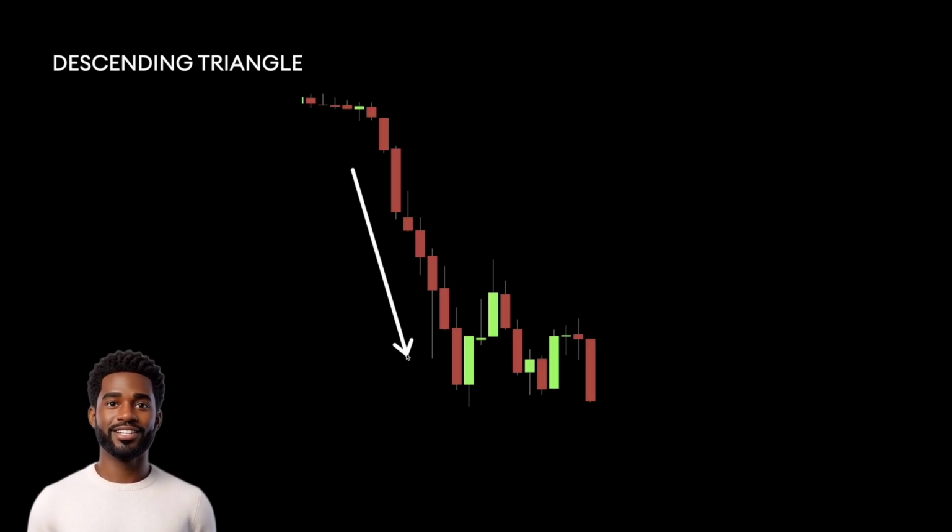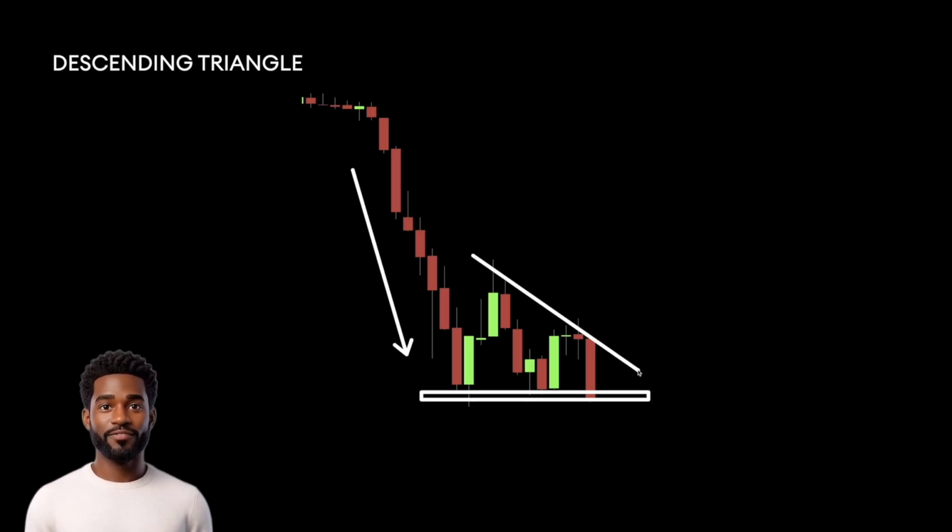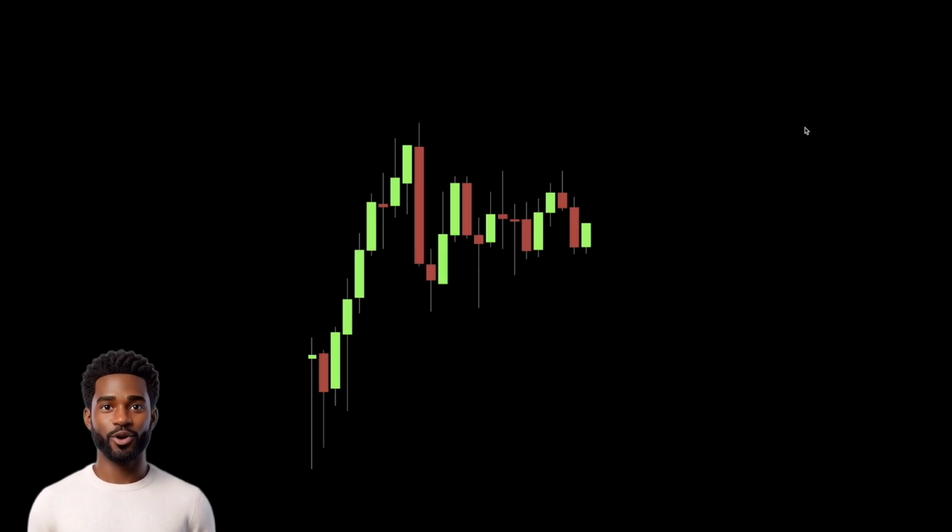In a bearish descending triangle, the price starts in a downtrend. The lower highs confirm that the sellers are in control, and if the price breaks below the support, the downtrend is likely to continue. Finally, we have the symmetrical triangle.